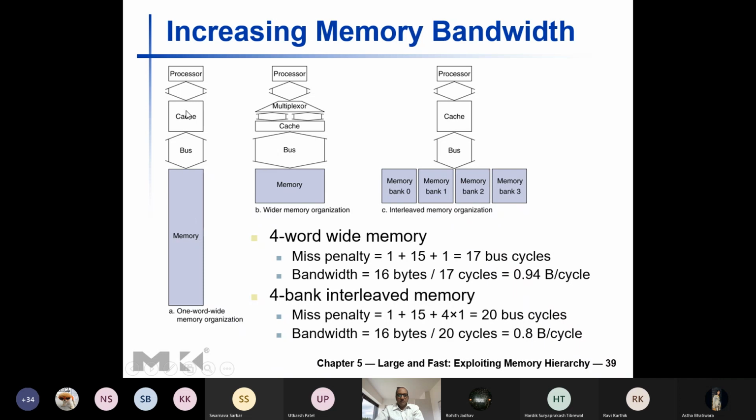With this, you can access a row in one access time. Afterwards, you can transfer the data to the cache or from the cache to the memory in one cycle over the bus, because the bus width equals 32 bits. So in every bus cycle, it can transfer only 32 bits.